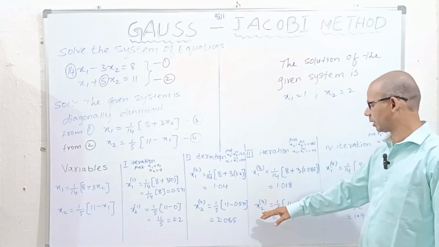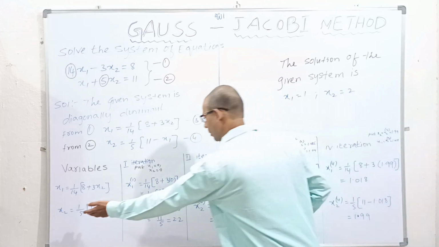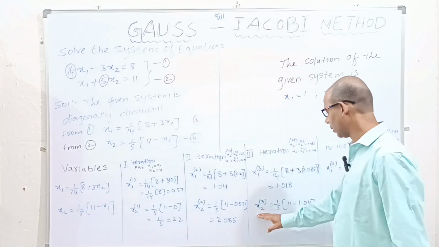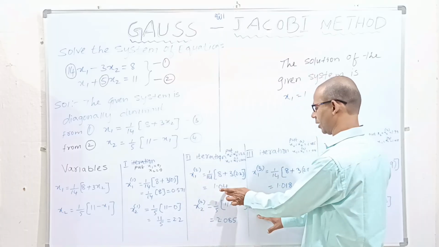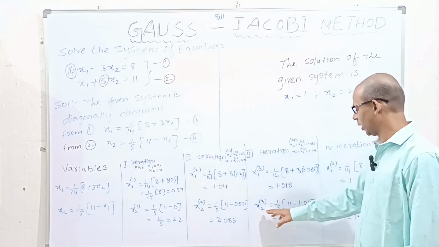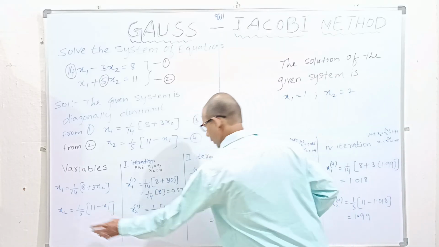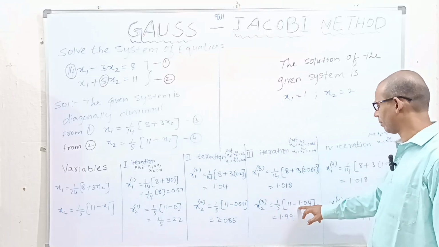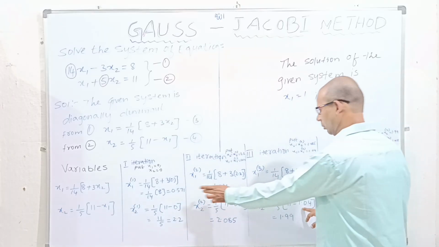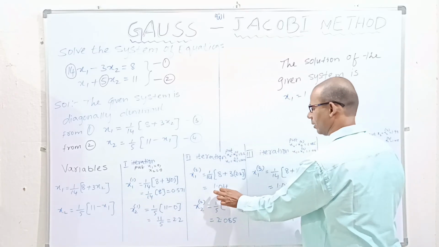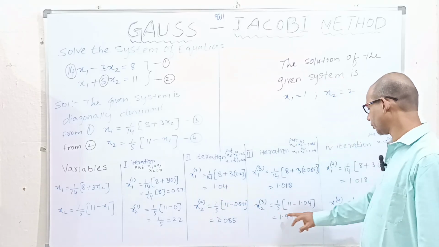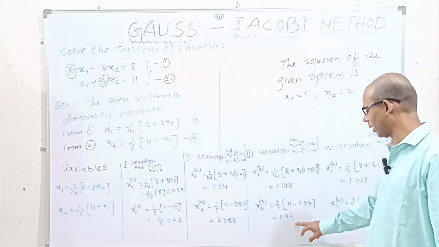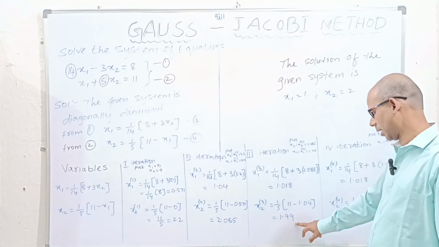1.018. Similarly for the second variable, same equation, but instead of x1, we will substitute the value of x1 from the second iteration. So 1 by 5 into 11 minus, instead of x1, we will take the x1 value from the second iteration, that is 1.04. On simplifying this, we will get the value as 1.99.